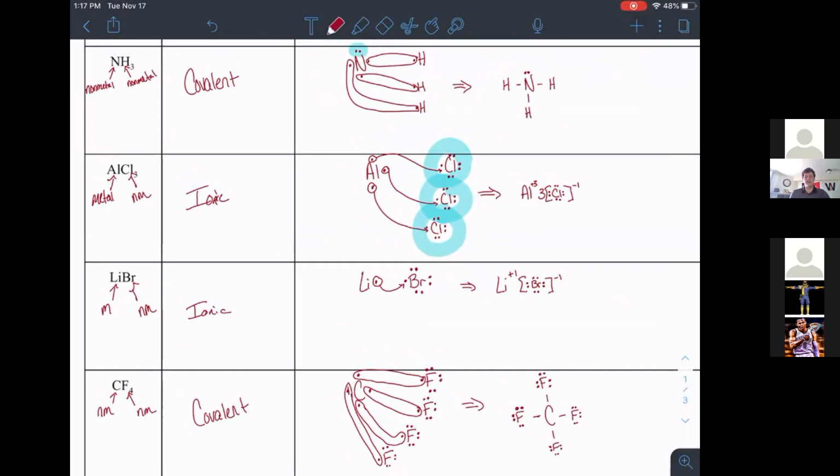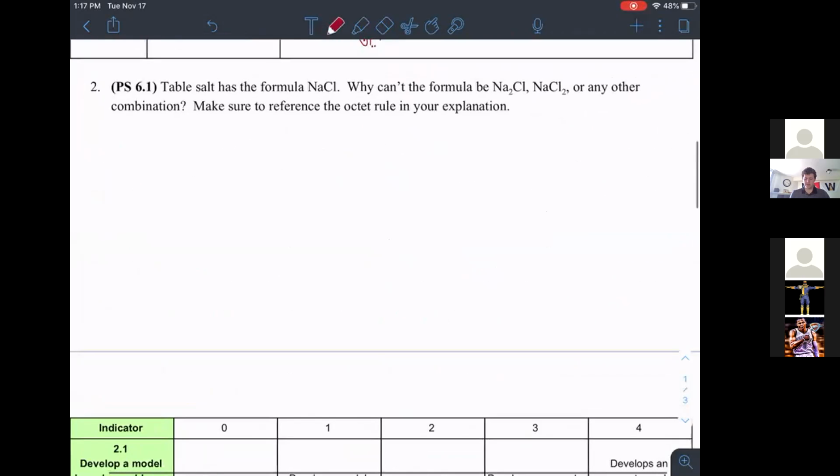All righty, so then the next section, number 2, said table salt is the formula NaCl. Why can't it be the formula Na2Cl? Why can't it be NaCl2 or any other combination? Make sure you reference the octet rule in your explanation. So for this one, I was looking for 3 things to be explained.